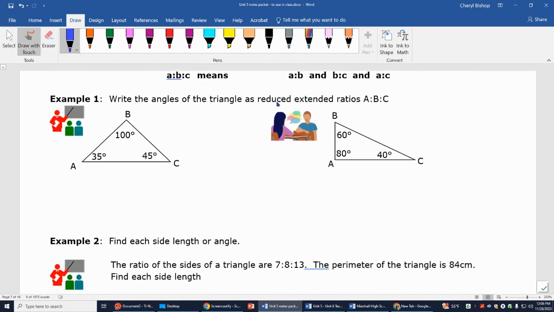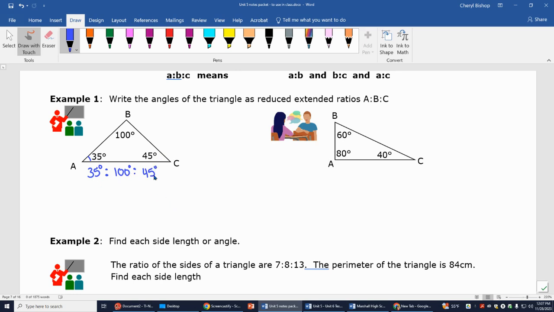Okay, so it does say reduced extended ratios, and then it tells me I want to do A first, B second, and C third. So I can see A has a measure of 35 degrees, to B has a measure of 100 degrees, to C has a measure of 45 degrees.